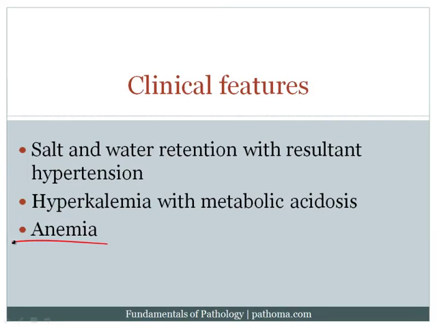Anemia can also be seen, and that's because the kidney normally makes erythropoietin, and so if you get damage to the kidney, you might get less erythropoietin. One of the things that board examiners like you to know is that erythropoietin is produced by the renal peritubular interstitial cells. The renal peritubular interstitial cells.